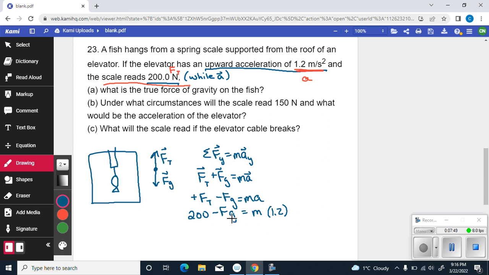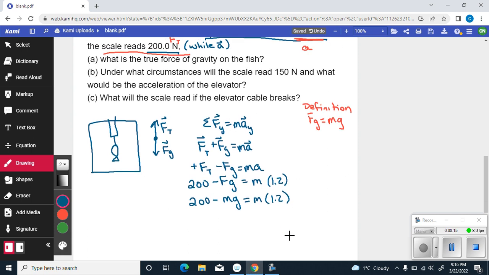Well, if we think about it, I know that the force of gravity is defined as mg, right? That's its definition. And we know that, right? We talked about the big force of gravity and all the rest of it. Okay, so let's stick that in there. Minus mg equals m times 1.2. Okay. Oh, we still don't know mass.